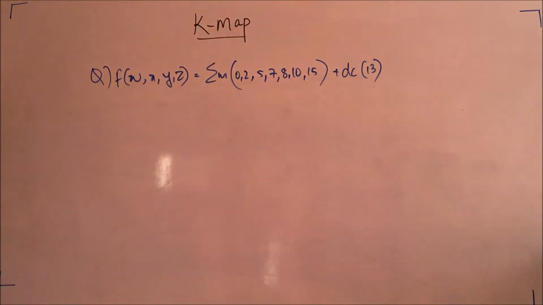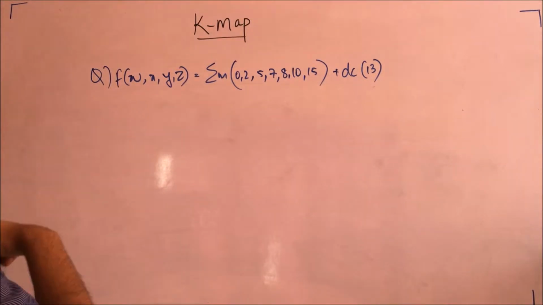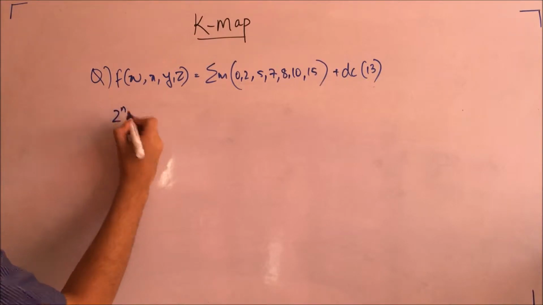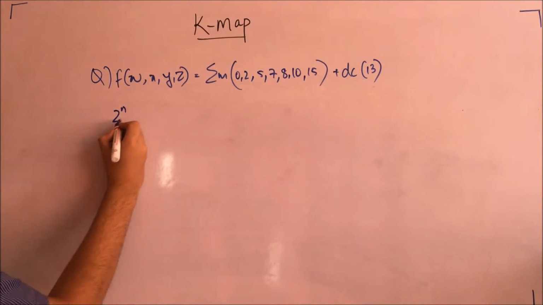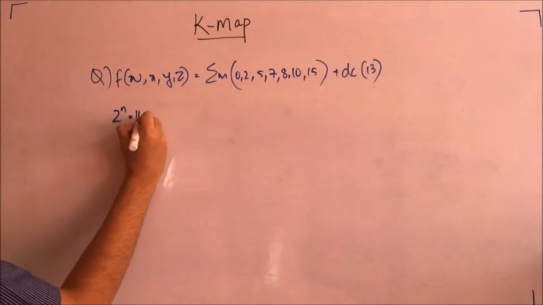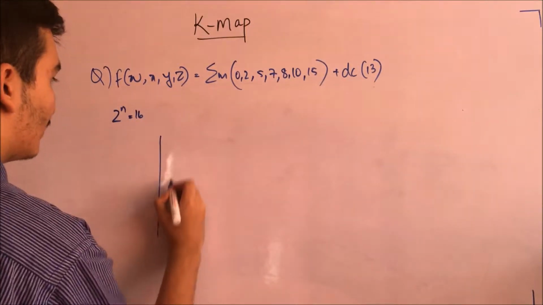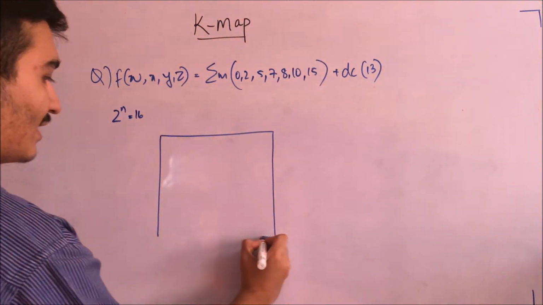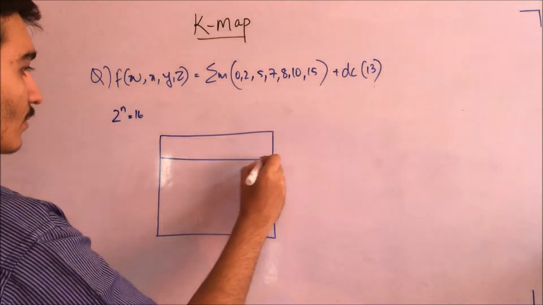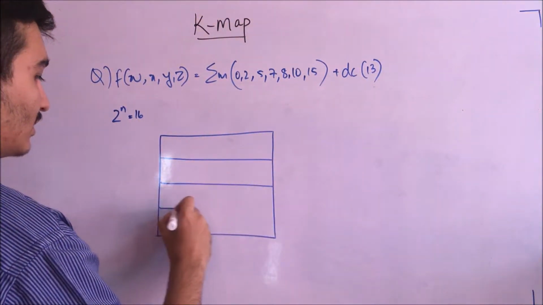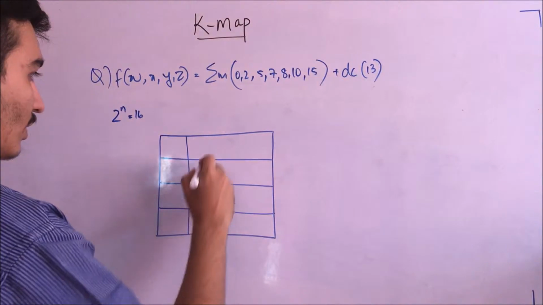So let me consider this particular function wherein I have minterms and the don't cares which are given by w, x, y and z. So the first and foremost step, as I've said in my previous video while drawing a K-map, is to know how many cells my K-map is going to consist of. In this case, I have 4 variables. So 2 power n is the number of cells that I'm going to have, where n is 4, so I have 16 cells within my K-map. So let me draw my 16 cell K-map. This is how it's going to look.